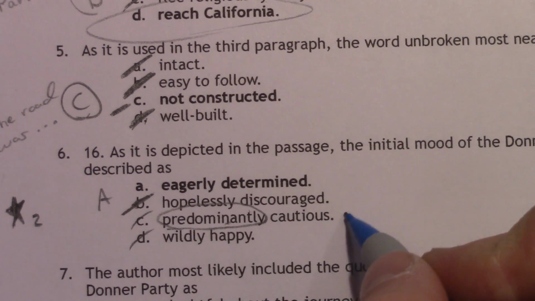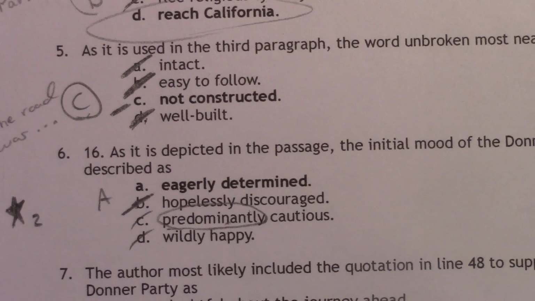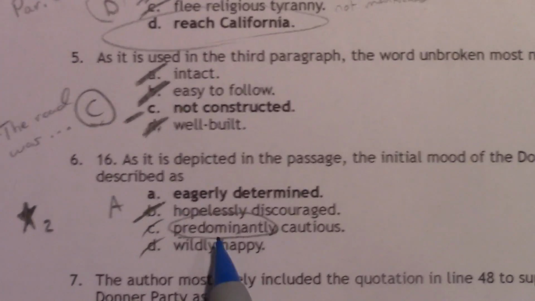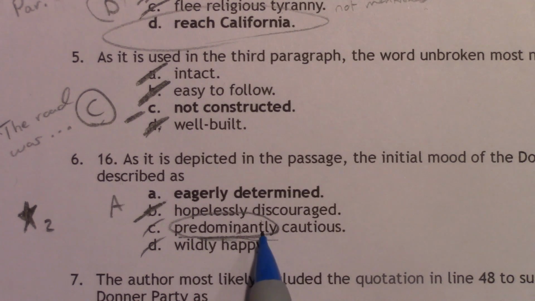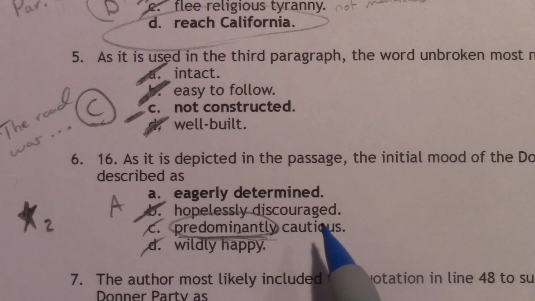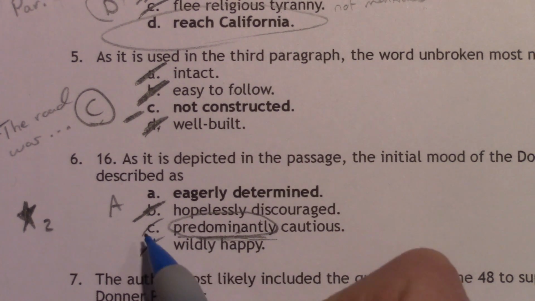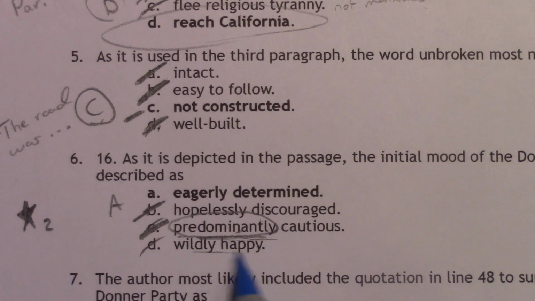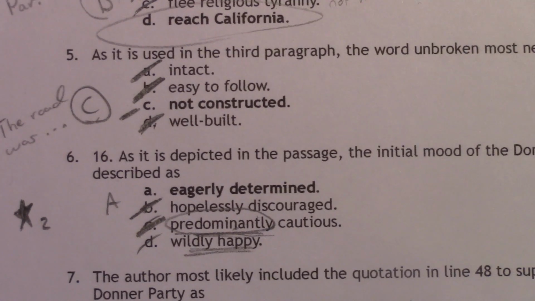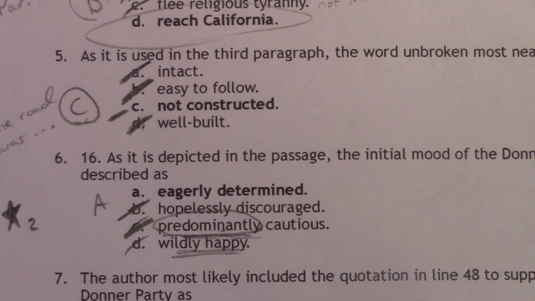Predominantly indicates that the steps they took to make sure everything was taken care of for the trip suggests that was their major descriptor, the most important one. In fact, eagerness was a really important component of their attitude at the beginning of this trip. So predominantly is too strong a descriptor here. Wildly happy is also too strong. There's no indication that their eagerness was actually out of control ecstasy.